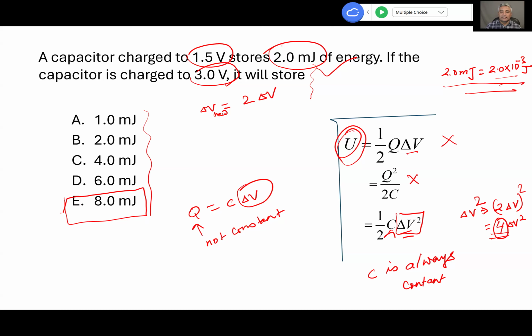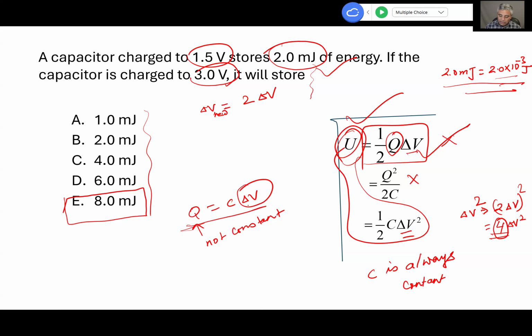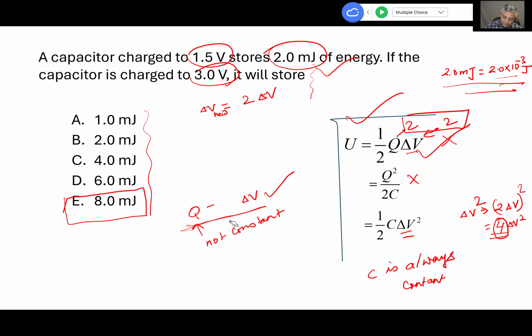Doubling voltage increases energy by 4 times because this is how they are related. If you are thinking, why can't I just say doubling voltage doubles energy? I already said why you cannot. Because Q is also changing, see? Doubling voltage, Q doubles. So if you were to use this, Q doubles and delta V doubles, which means 2 times 2, 4 times more. Energy is going to be 4 times more.